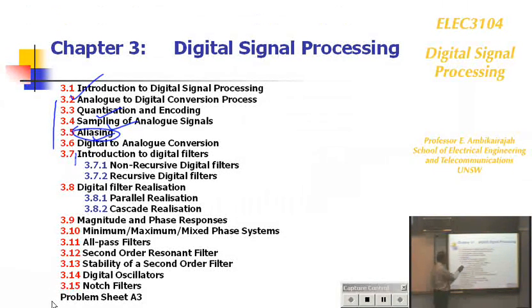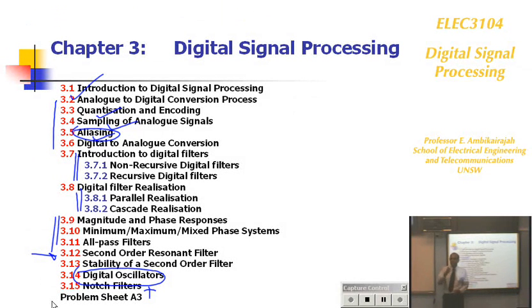Then we look at introduction to digital filters, and then we look at digital filter structures, and then we look at different types of filters with minimum phase, maximum phase, and then we look at the stability of the filter, especially second order filter. And then we move on to digital oscillator. What is a digital oscillator? Like an analog oscillator, how do you design a digital oscillator? Then, at the last part, we look at notch filters.